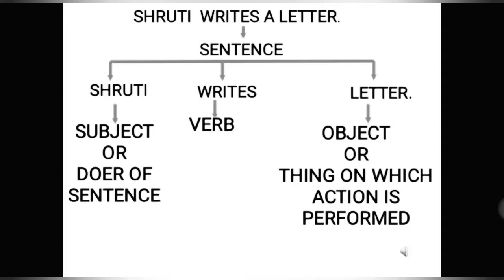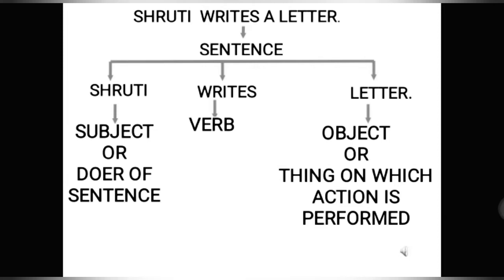Now I am giving you a sentence. See this sentence. Shruti writes a letter. Children, can you tell me what is Shruti in this sentence? Yes, you are right. Shruti is the subject or the doer of this action, that is writes. And action is writes. So you know very well that what is writes? Yes, it is our verb.